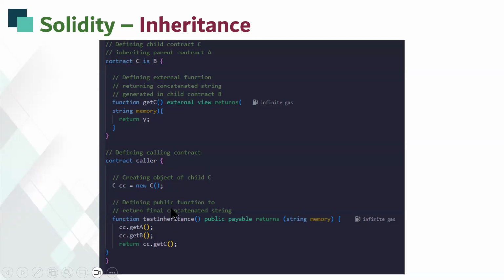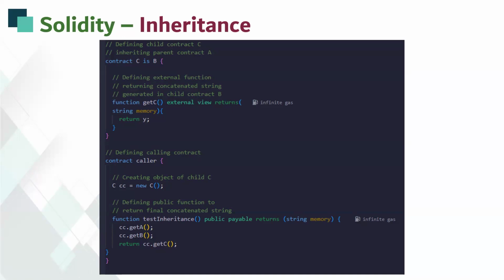The test inheritance function is defined as a public function. It first calls the getA function of the C contract to set the value of X by concatenating A and B. Then it calls the getB function to set the value of Y by concatenating X and C. Finally, it returns the value of Y by calling the getC function.